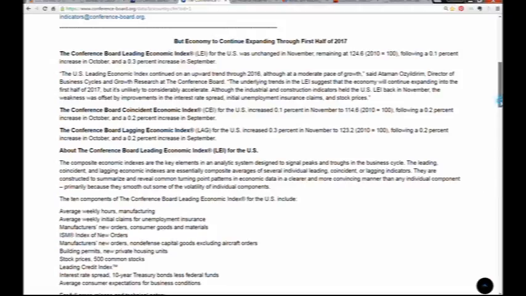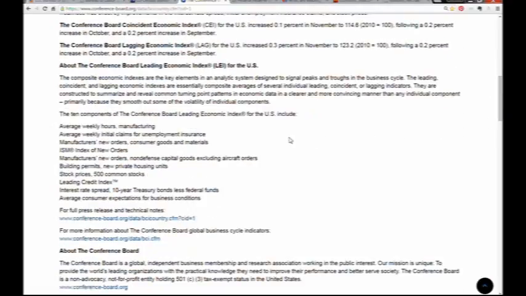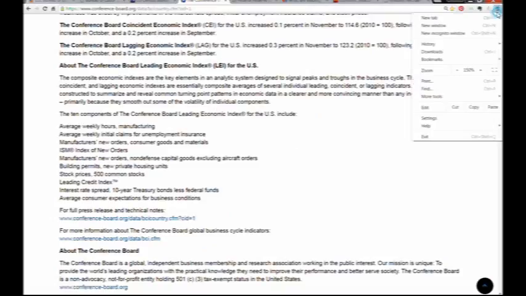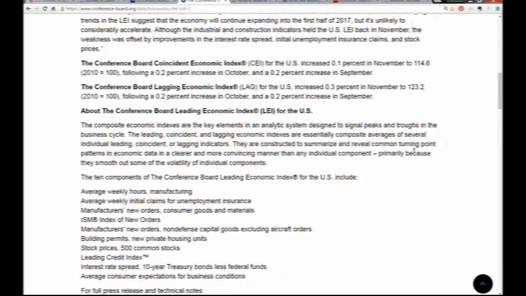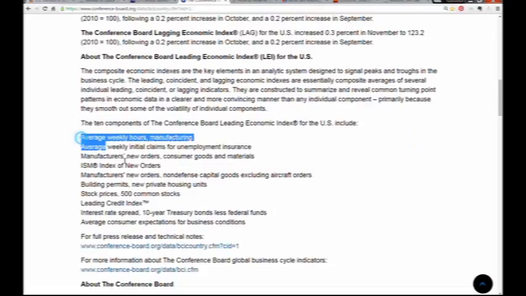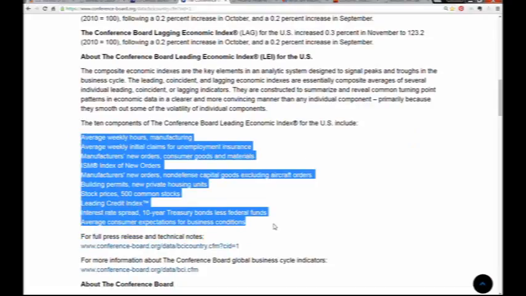In terms of what they use to calculate it, they take information from other indicators in the United States for the LEI, the Leading Economic Index. These are the ones that they use. There are 10 components to it. I'll pull that up, and you'll see they look at weekly hours average for manufacturing. This is part of employment reports. You'll be learning more about this with labor market analysis.